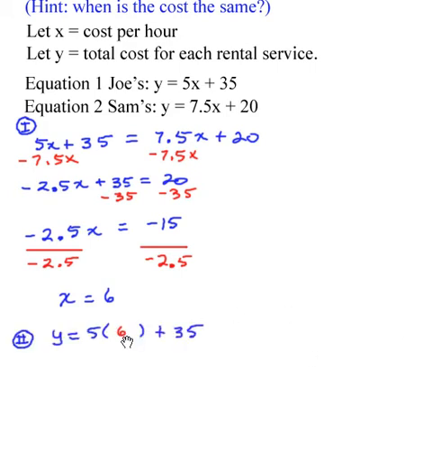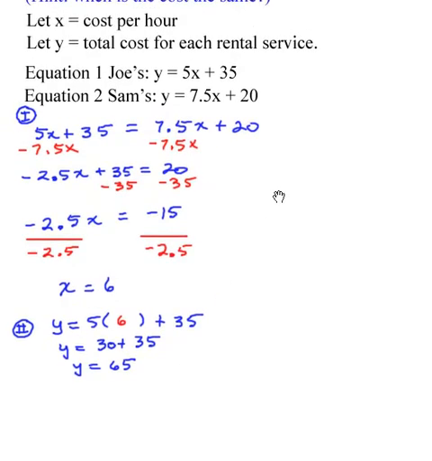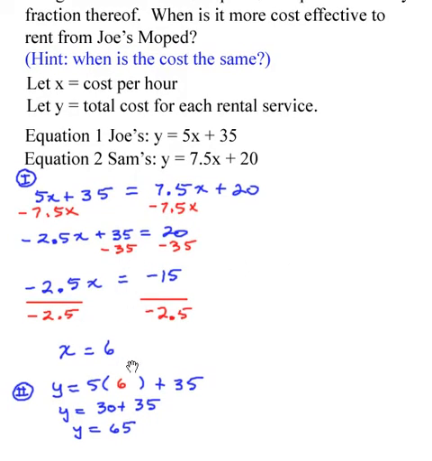But let's find out what that cost is going to be. So for the second part, let's just take the first of the two equations, y equals 5x plus 35. Substitute in 6 for x, which is 30, and add that to 35. And so after exactly 6 hours, both moped rental places charge $65. Now that doesn't answer the question. So in a word problem, it's always good after you've solved some algebraic or geometric problems to go back and read the question again.